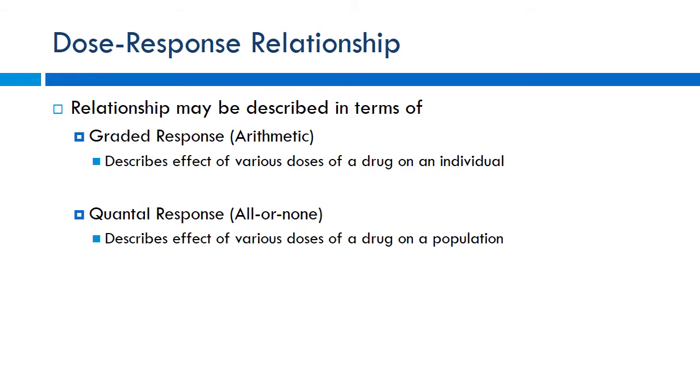That's the effect on one individual person, versus these quantal responses, which are all or none. That's going to be better if I'm looking at the number of people who had a 20% drop in their blood pressure or the number of people that achieved sleep. That's going to be better for those types of responses. And so depending on the drug or the type of study you're doing, you may be looking at different responses and use one versus the other.